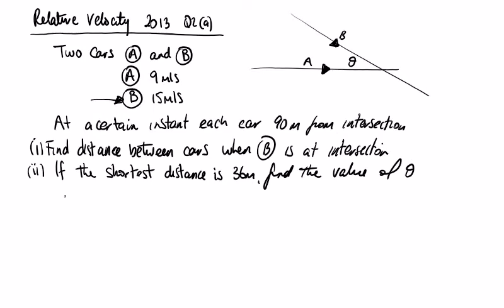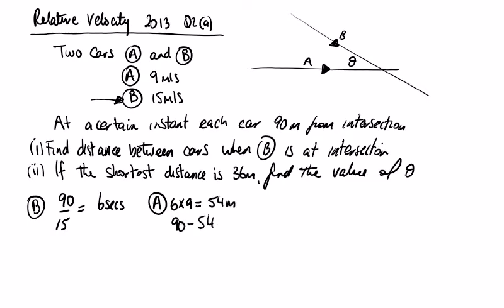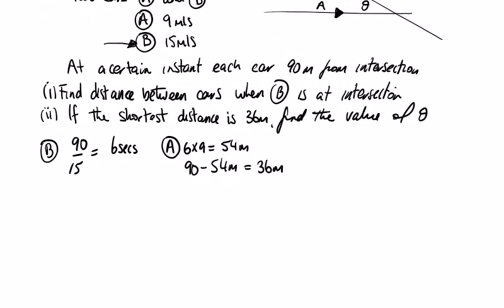Well, you can see that B, if we write down the maths, B, 90 divided by 15 is going to get there in 6 seconds, and in 6 seconds, A will travel 6 by 9, which is 54 meters. So 90 minus 54 meters is going to give me 36 meters. So now I have this diagram that I can write. B is here, A is here, and I've got 36 meters between them.